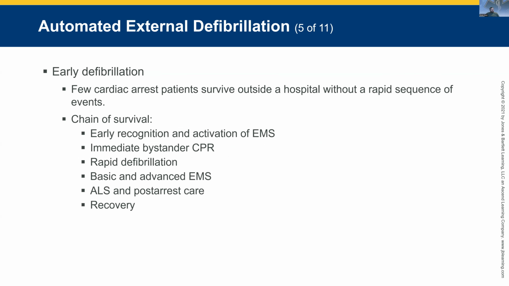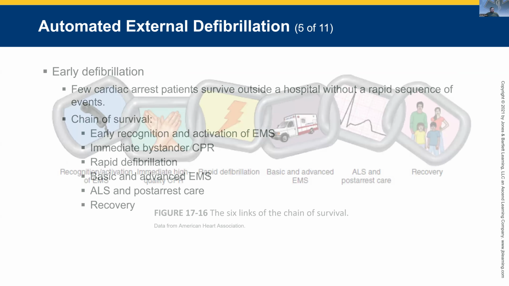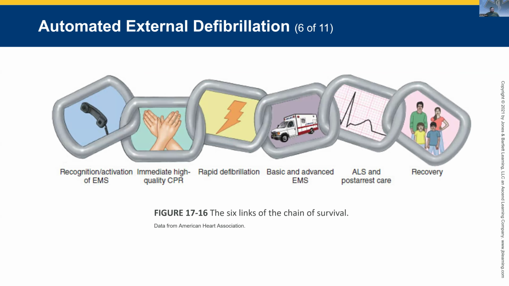Early defibrillation. Few cardiac arrest patients survive outside the hospital without a rapid sequence of events. This is that chain of survival we discussed when we did CPR. So early recognition and activation of EMS. We've got to see something wrong and we've got to call 911. Immediate bystander CPR. Whoever's on scene has to start CPR immediately. Rapid defibrillation. The quicker we can get that AED on them, the better chance they have. Basic and advanced EMS, ALS and post-arrest care, and then recovery. So here's that chain, just to give you a visual. Kind of breaks it down there.